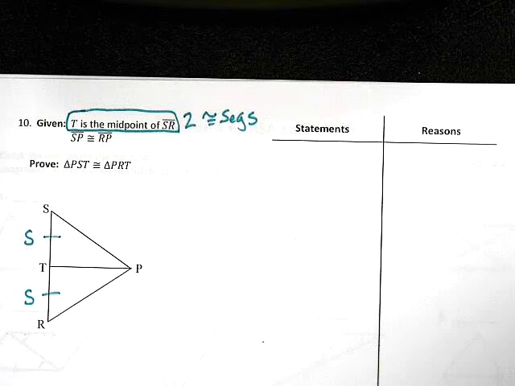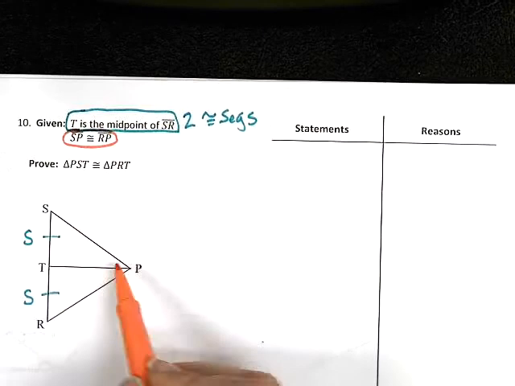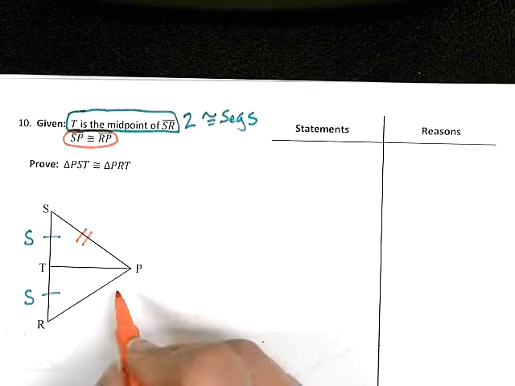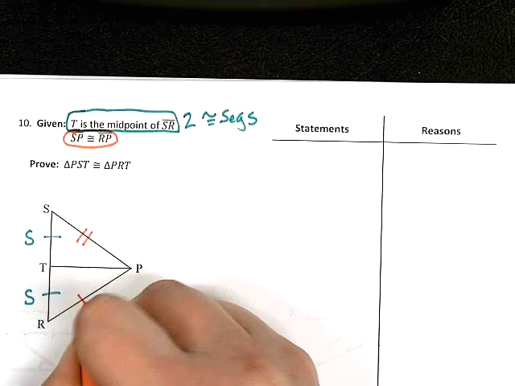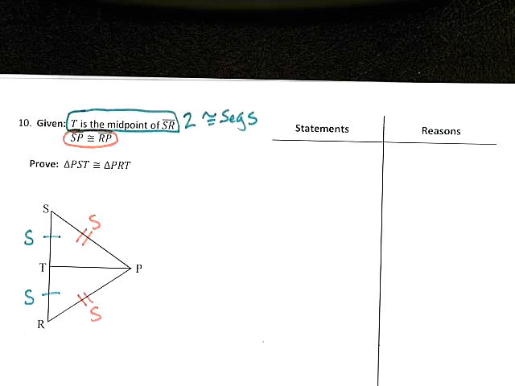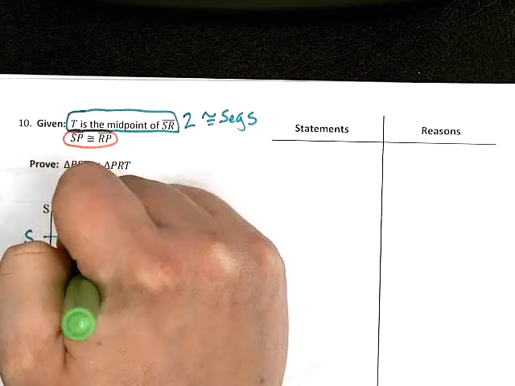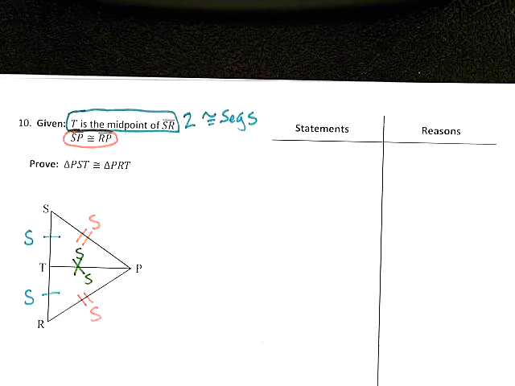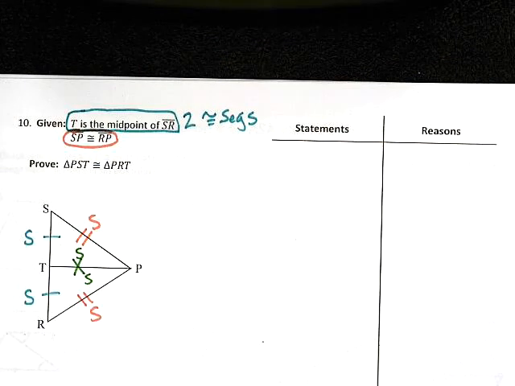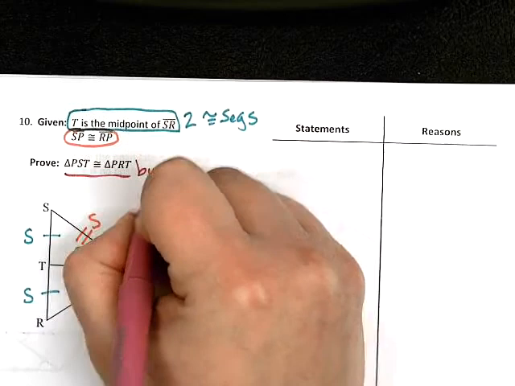Okay, what else am I given? SP is congruent to RP. So segment SP is congruent to segment RP. Okay, that's another set of congruent sides. And hopefully you can pull from that diagram that we've got reflexive property. So cool. We've got 3 sets of congruent sides. So how are these triangles congruent to each other? Well, they're definitely congruent by side, side, side.